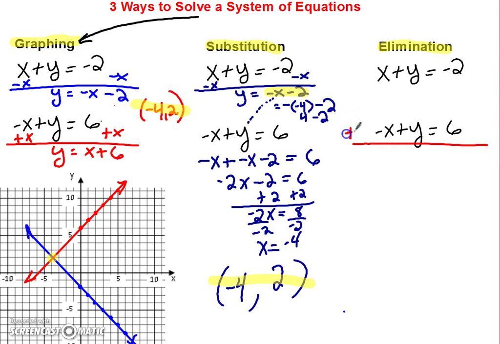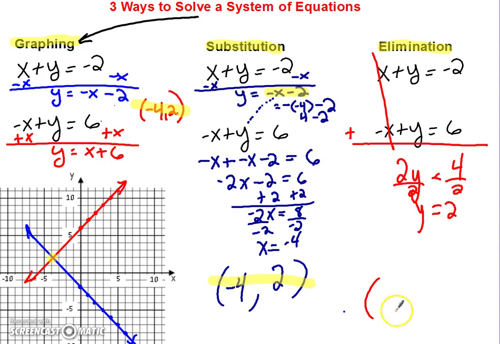And then what I'm literally going to do is just add in columns. So I'm going to add my x's straight down, x plus a negative x, they literally eliminate. y plus y is 2y, negative 2 plus 6. Again, you're just lining them up, and so that's positive 4. Divide by 2, divide by 2, y equals 2.